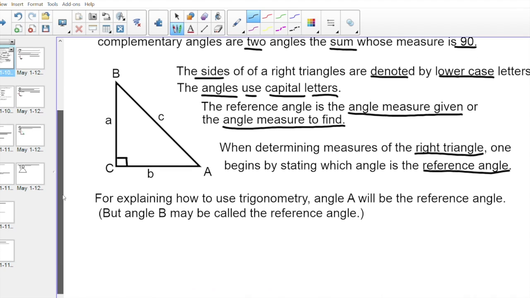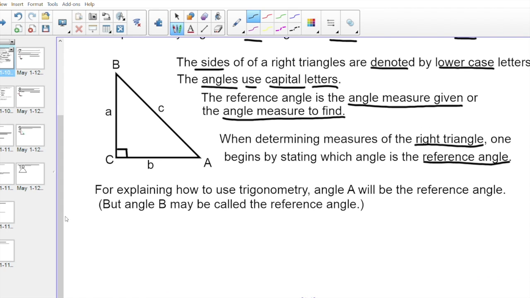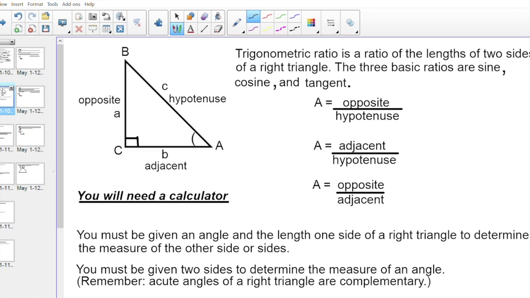Now, for explaining how to use trigonometry, I'm going to put angle A as the reference angle. But angle B may be called the reference angle. When you work the problems, you need just one angle being called the reference angle. Now, say in my case here, I have placed A as the reference angle, then we need to name our sides.